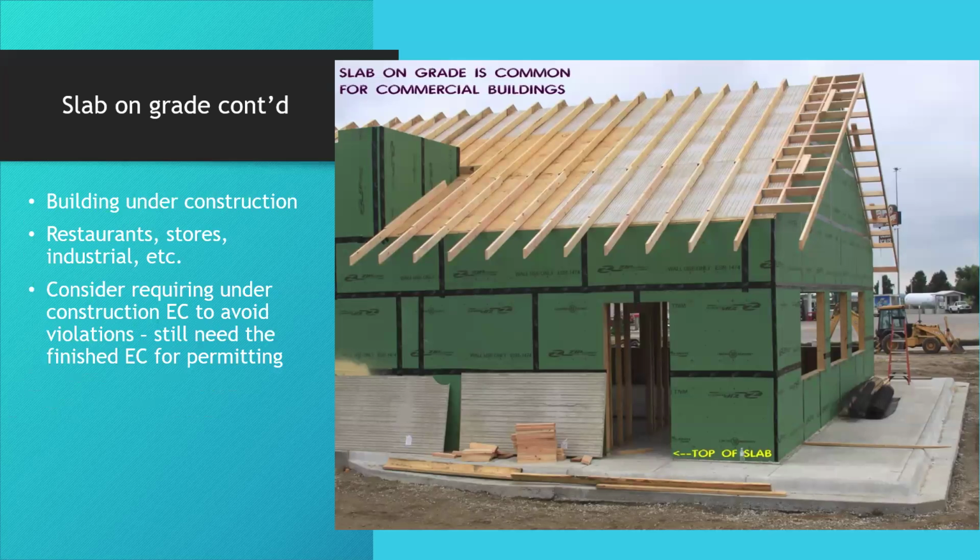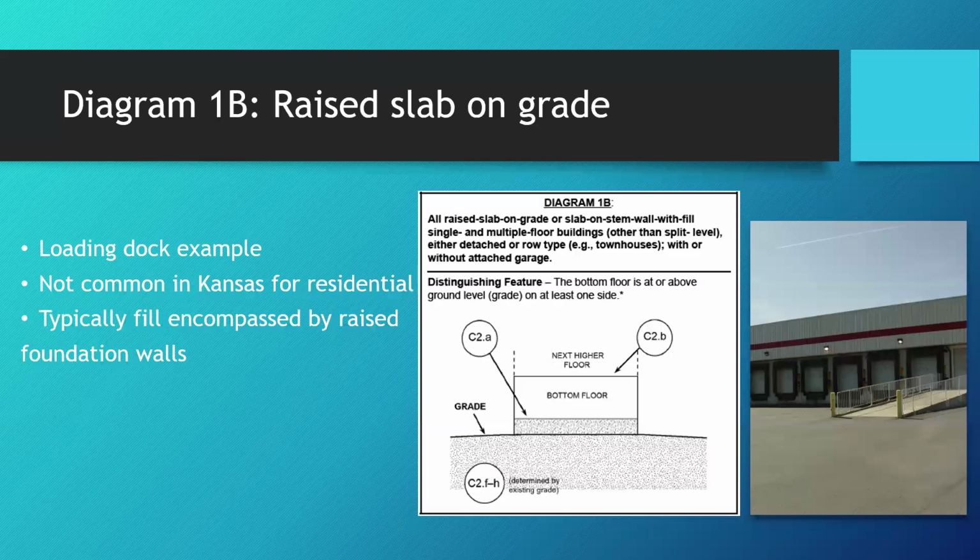Slab on grade, continued. This is a very common type of non-residential building type, like restaurants, stores, warehouses. If you think of any of those that you've been in, most of them are slab on grade. So this is going to be a drive-through fast food restaurant in this picture. As you can see, it's under construction. And as I said, you might consider requiring an under construction elevation certificate to avoid errors in elevations. It's still going to need the finished one, but this again can help you monitor progress and avoid any mistakes.